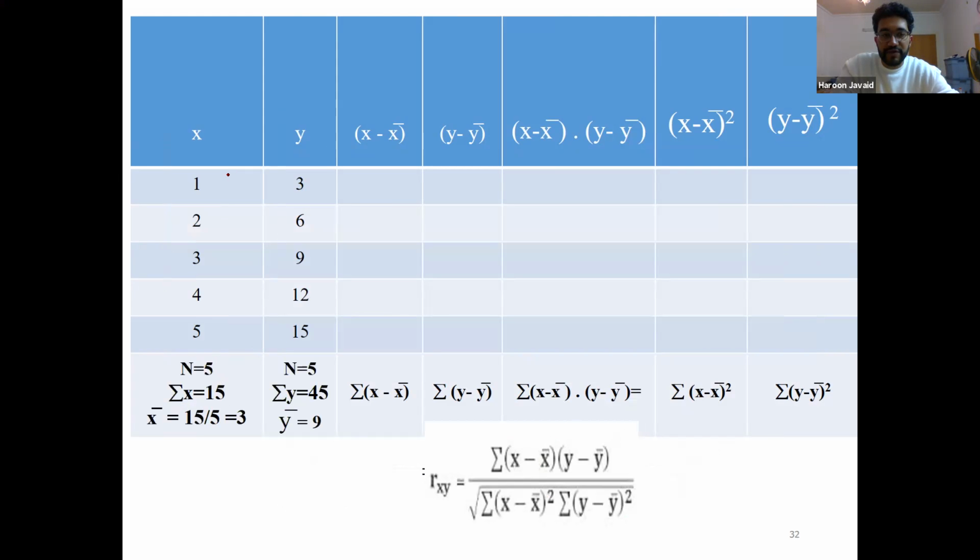Then you subtract each value by the mean. Same thing, they subtract each value by the mean. Then these two values, they multiply together because they're fancy like that. And then they put that as the numerator after adding all of it up.